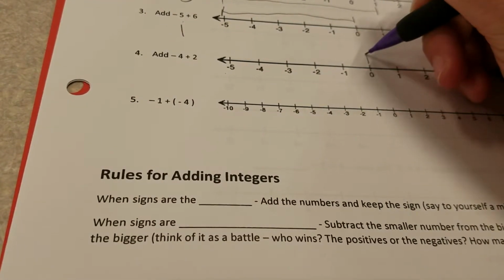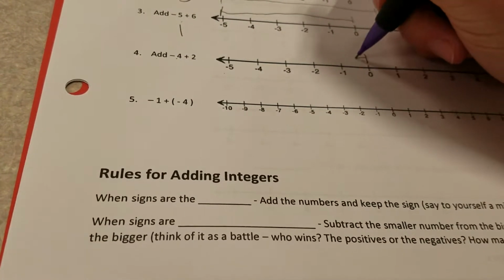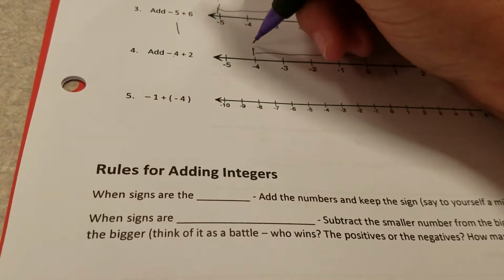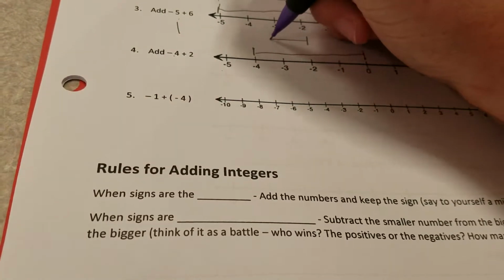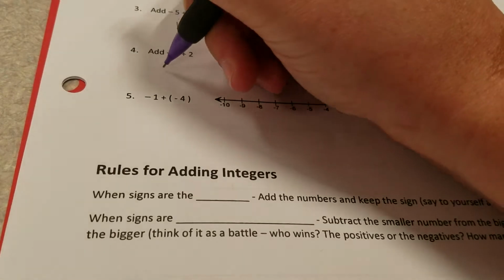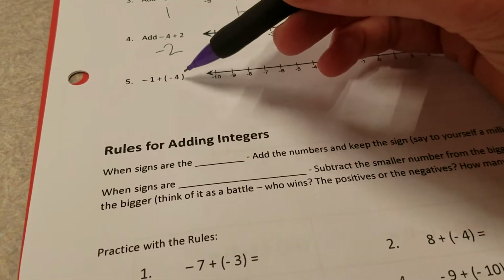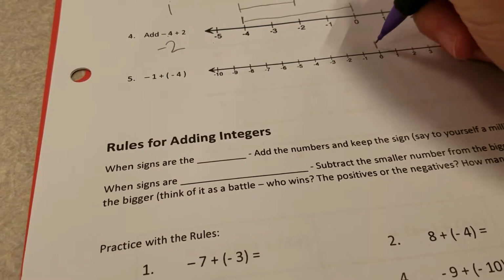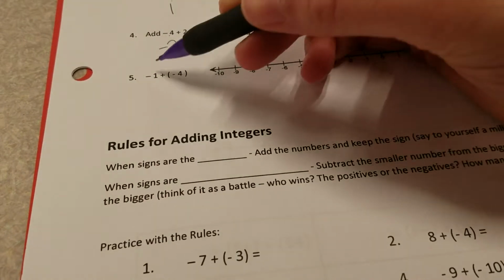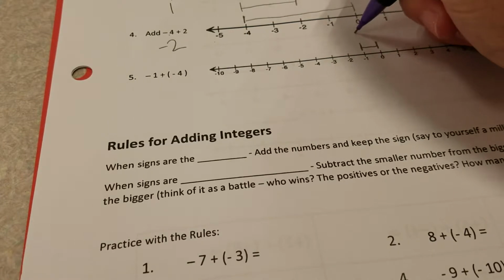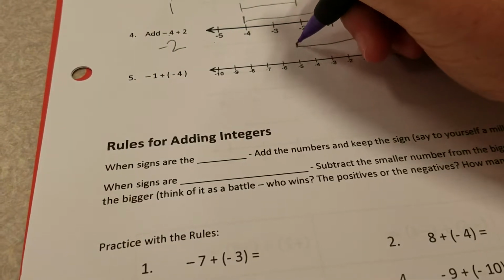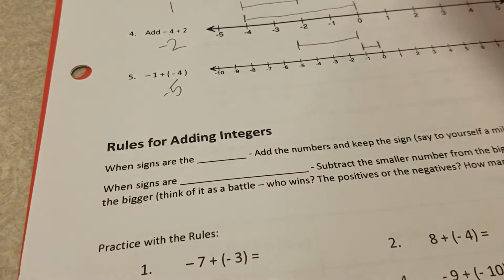Last example here, start at 0, go to negative 4. Add 2 means move 2 to the right, which is going to make me end at negative 2. Sorry, that wasn't the last one. Negative 1 plus negative 4, start at 0, go left to negative 1. We want to add 4 more negatives, so we move over 4 to negative 5.